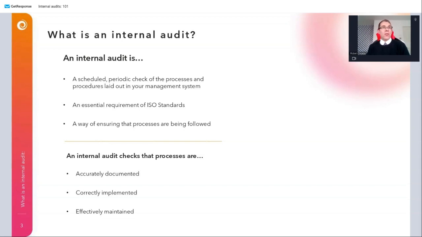One other useful feature of an audit is that it is a way to ensure that your internal processes and procedures are being followed as expected. Internal audit checks that your processes are accurately documented, correctly implemented, and effectively maintained. So really, it's a spot check, isn't it, on some of the things that your organization generally does on a day-to-day basis, to see whether the outcomes that you're expecting to achieve are being achieved as planned.